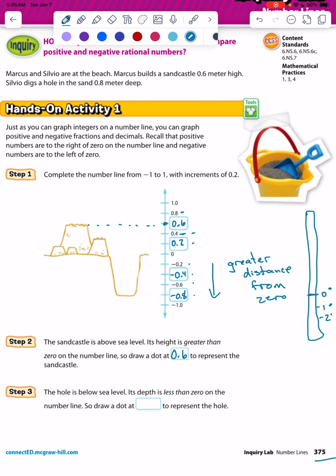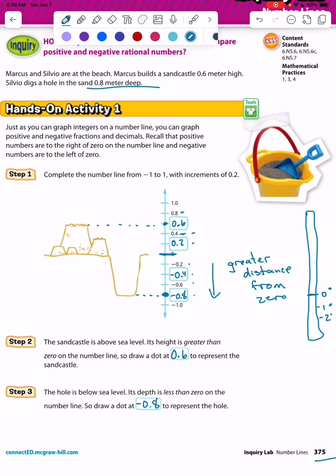And then the hole was 0.8 meters deep. So draw a dot at negative 0.8 to represent the hole, because remember, we're below the ground. So it's going to be negative 0.8. That's what you're working with. You're just thinking about measurements that are a whole or a whole and a decimal, more than zero or less than zero, a positive number or a negative number.